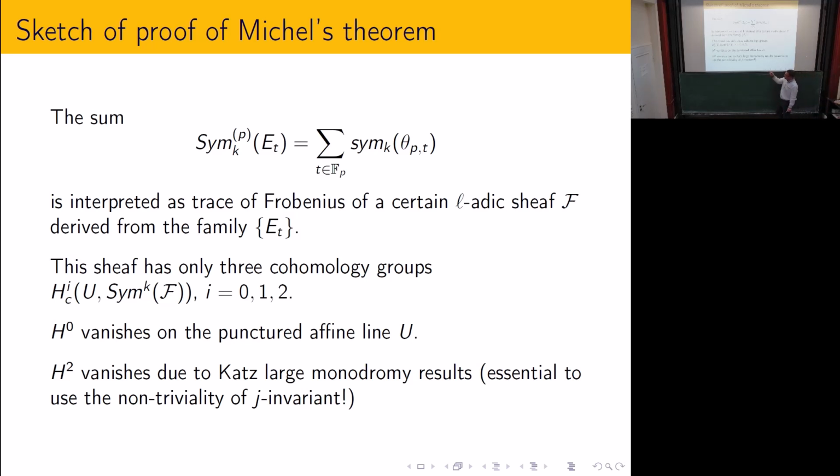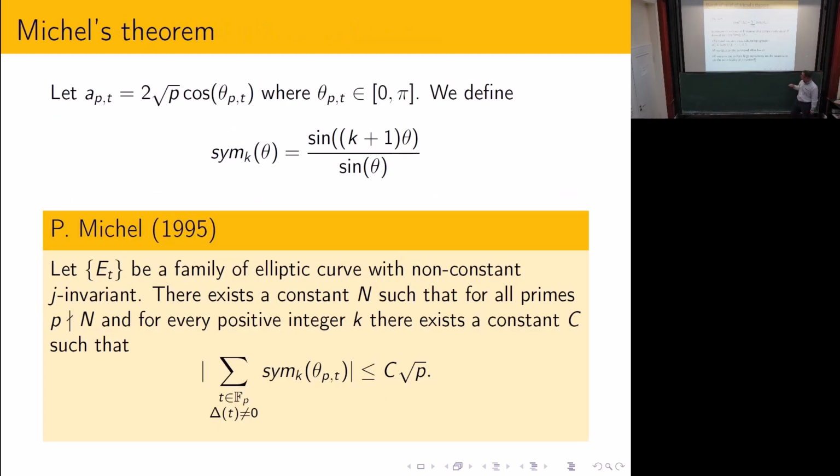And now the non-trivial result that we have to use is that H2 vanishes, and this is a famous result due to Nicolas Katz about large monodromy groups in the family, and that's exactly where we use the fact that we have the non-trivial J invariant. If the J invariant were trivial, then the monodromy group would be small, and then you don't have the vanishing, and the sum is slightly different, so you have some kind of non-trivial leading term. Then you don't expect this kind of estimate, you actually have C times p. So it can be larger.